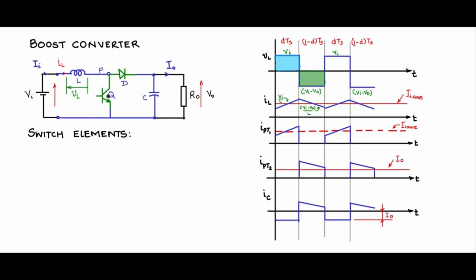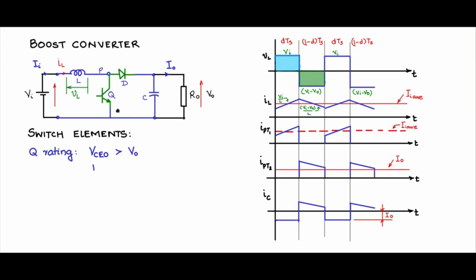What are the ratings of Q and D? So let us say Q, the ratings of that. So first the voltage rating, VCEO rating. So during the off condition, what is the voltage that Q has to withstand? During the off condition, the inductor current is passing through the diode to the output. So the diode is conducting. So V0 comes as the pole voltage here. So Q should withstand at least the V0 amount of voltage. So VCEO should be greater than V0 definitely.